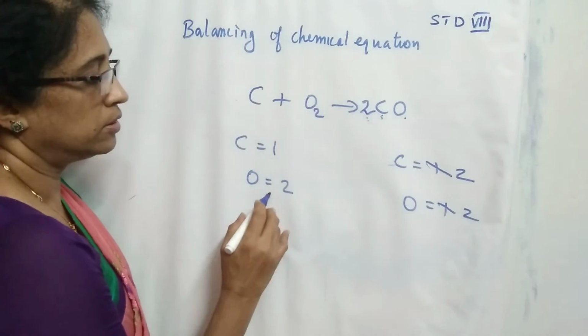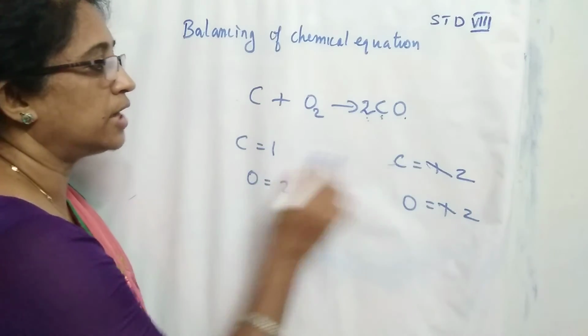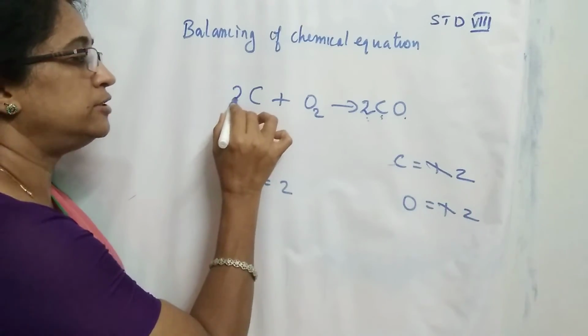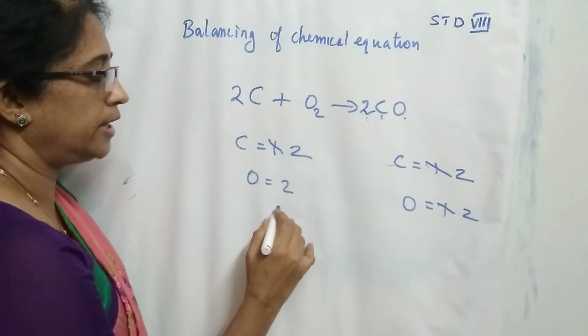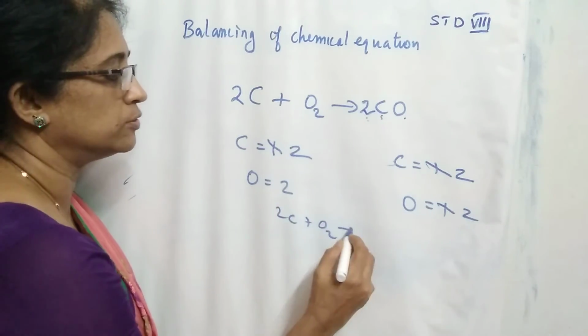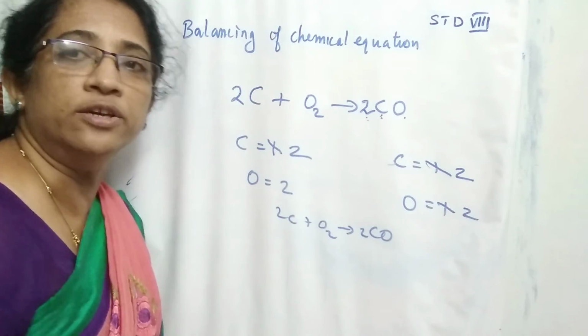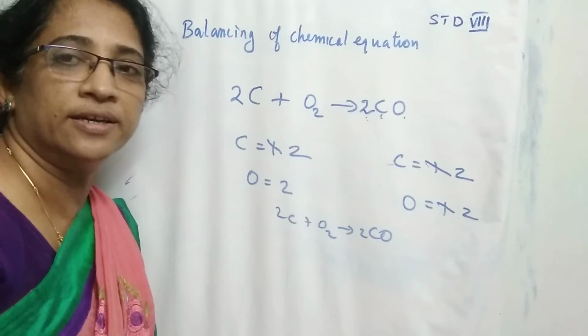Then look, oxygen atoms are now balanced but carbon is not balanced. So write 2 along with the carbon as a prefix. 2 into 1 is equal to 2. Hence the balanced equation: 2C plus O2 gives 2CO. This is the balanced equation.